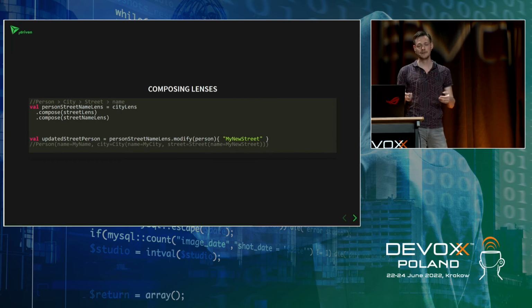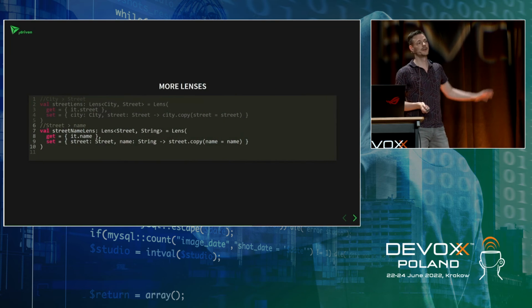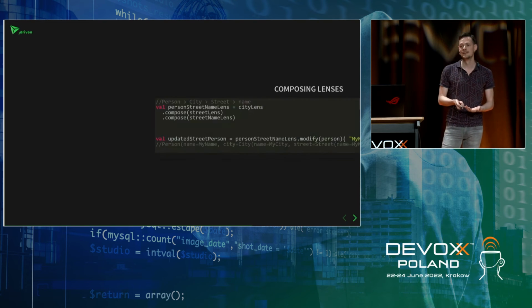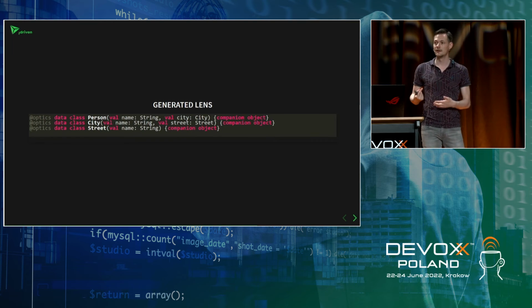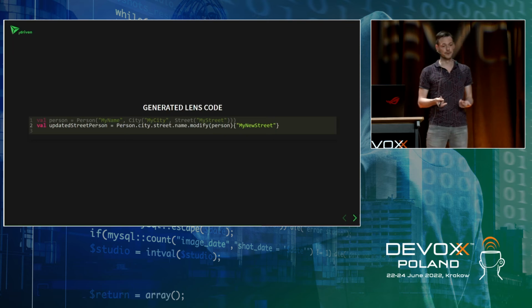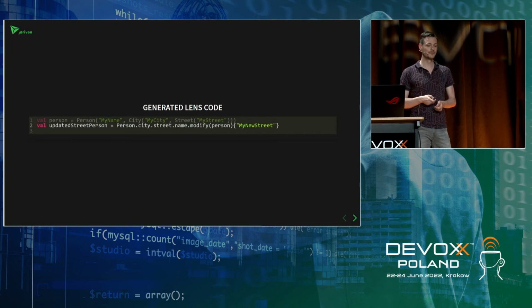If you're now thinking, yeah, that's nice and all, but all this lenses creation, that sounds a bit more work than just doing that one-time copy, you would be correct. So luckily, Arrow can just generate these for you. If you put an add optics in front of your data class and supply a companion object, the companion object is the place where Kotlin stores its static variables and its static methods. It will just put static variables of all the lenses of all the properties of that object there. So after doing this, we just have to do person.city.street.name, and we can modify the street name instantly, and we don't have to write all those lenses ourselves. Arrow just does this for you.